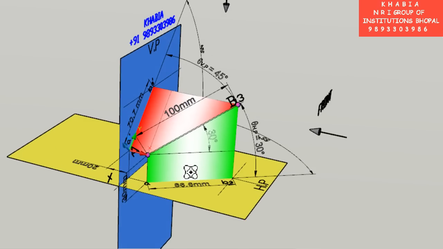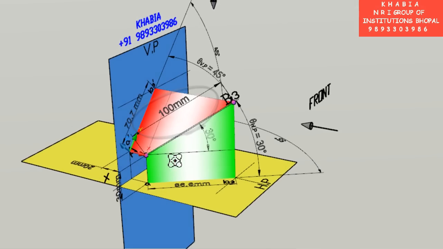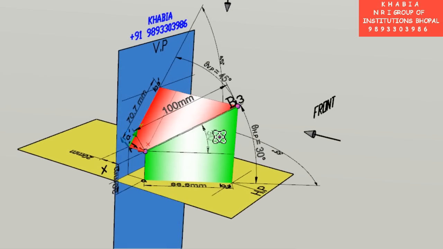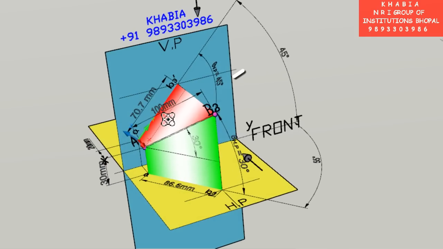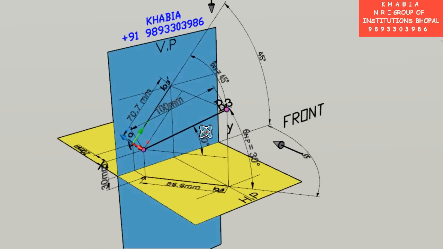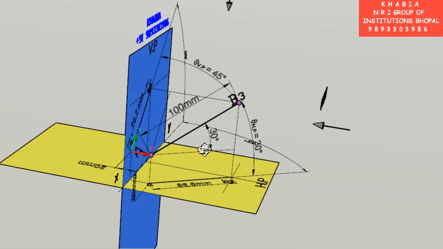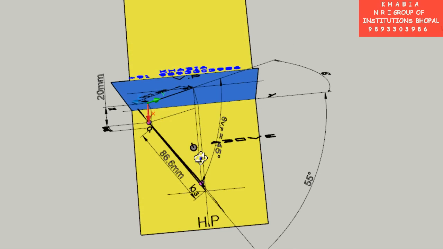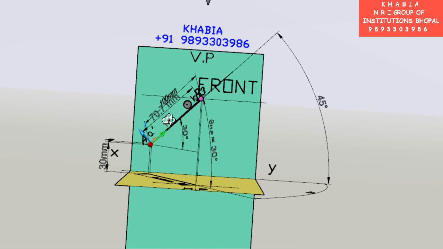The line of intersection of this green colored trapezium and this red colored trapezium is the line inclined to both the planes, AB. To show the line more clearly, let me remove this green colored trapezium and this red colored trapezium. This capital A, capital B is the line inclined to both the planes. True length of our line is 100 mm. Small a, small b is the top view of our line, and a dash b dash is the front view of our line.